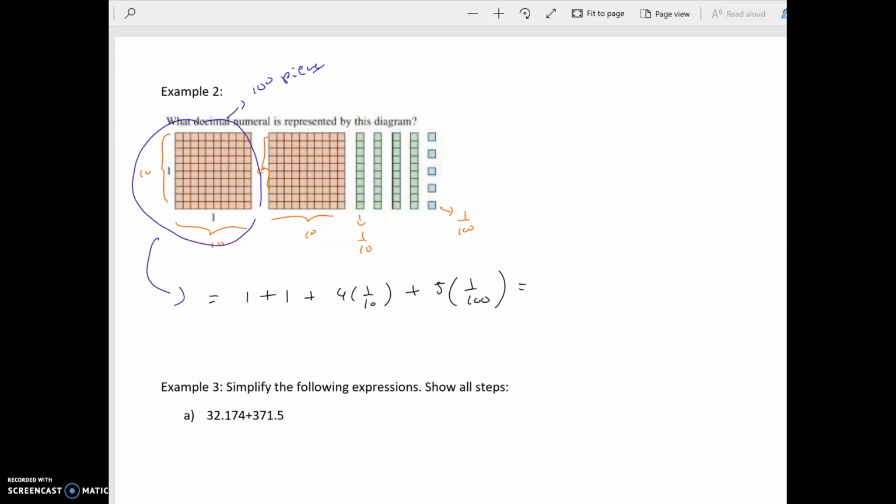At this point, you can change them all to decimals. I'm just going to rewrite the first two as 2, since this gives us the sum of 2. Then plus 4 over 10, it's 0.4, plus 5 over 100, it's 0.05. So your final answer is going to be 2.45. This is how they're expressing this particular one based on the shapes. And once again, the shapes are 10 by 10. It's a 10 by 10 grid.